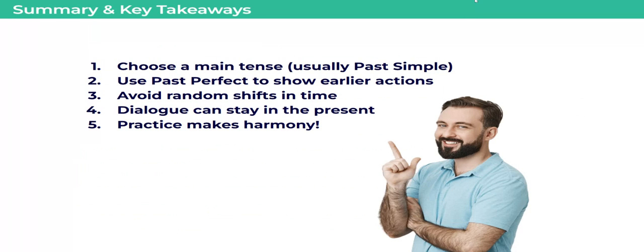So we've got a summary and key takeaways for you here. Number 1, choose a main tense, usually past simple. Number 2, use past perfect to show earlier actions. Number 3, avoid random shifts in time. Number 4, dialogue can stay in the present. And number 5, of course, practice makes harmony.